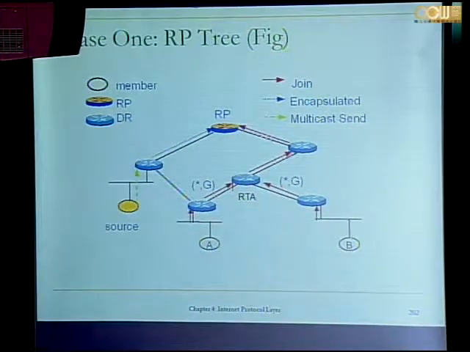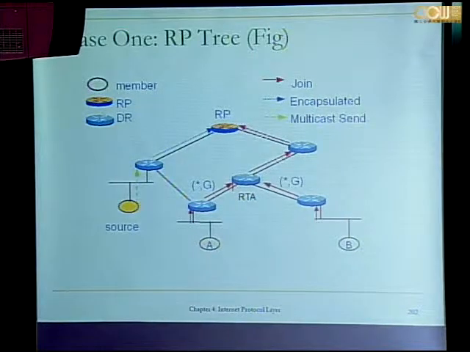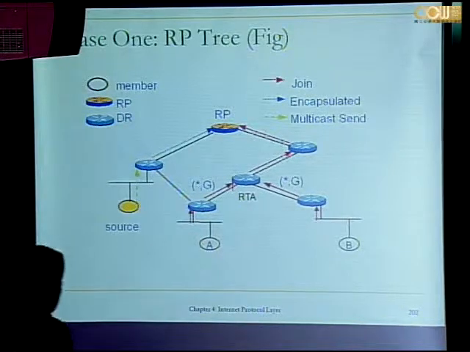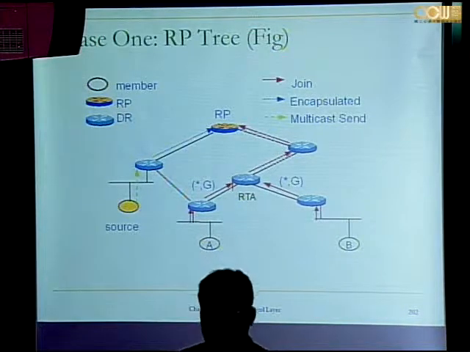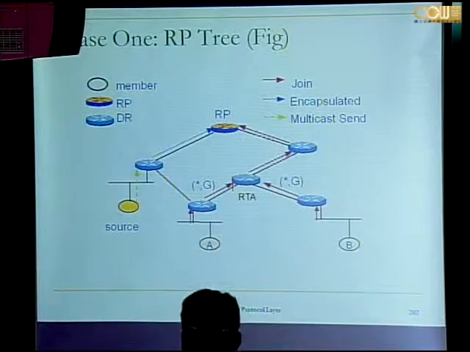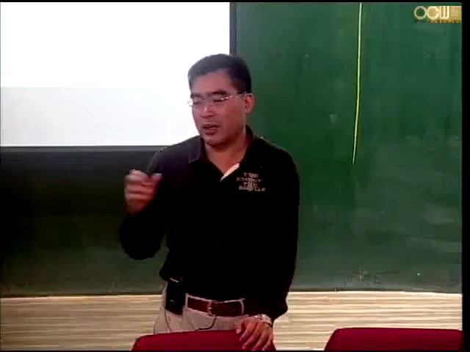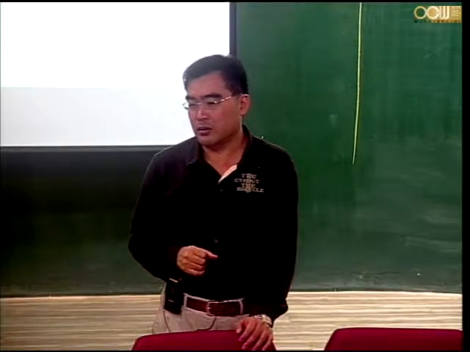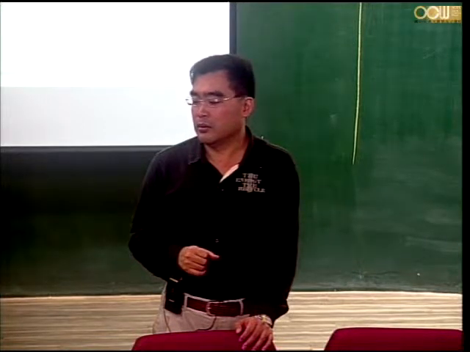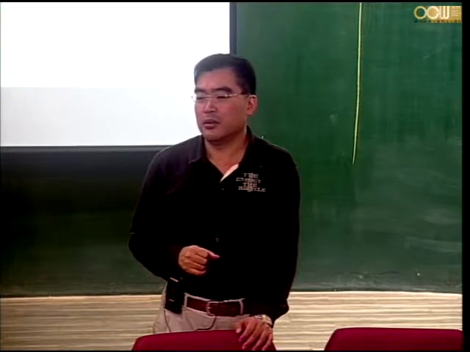Okay, but how do we decide that? How do we decide who is going to be the root router, or called the rendezvous point? We use what? If you have three guys who want to agree on something, pick something, what would you do? And you know the multicast IP address, the class D address. You use what?